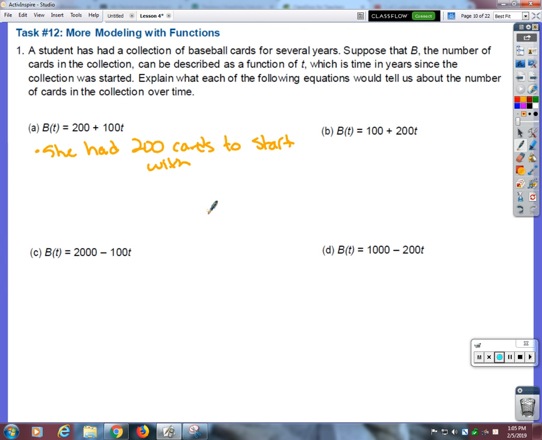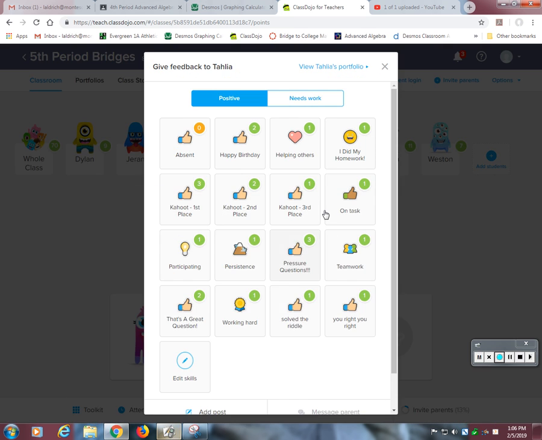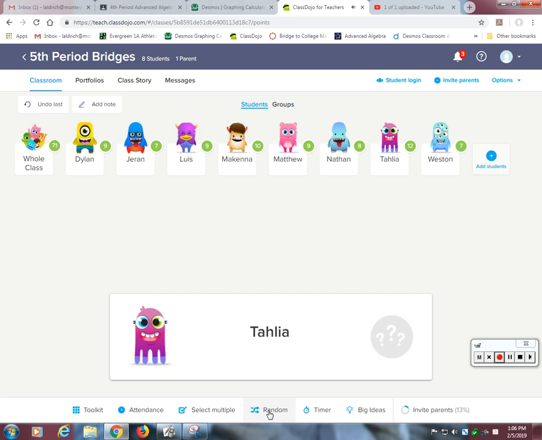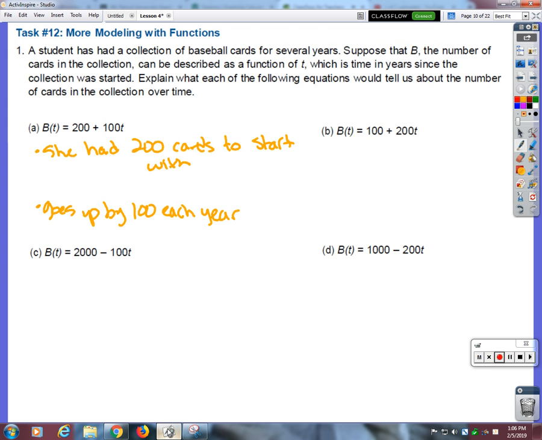And then what does it say, Leah, about the amount of cards in her collection? Makes sense? Okay. 200 cards to start with, that's the y-intercept. The slope is 100, it's positive, so it's going up by 100 every year. So Dylan, you want to piggyback on that? What does it mean if it's b equals 100 plus 200t?